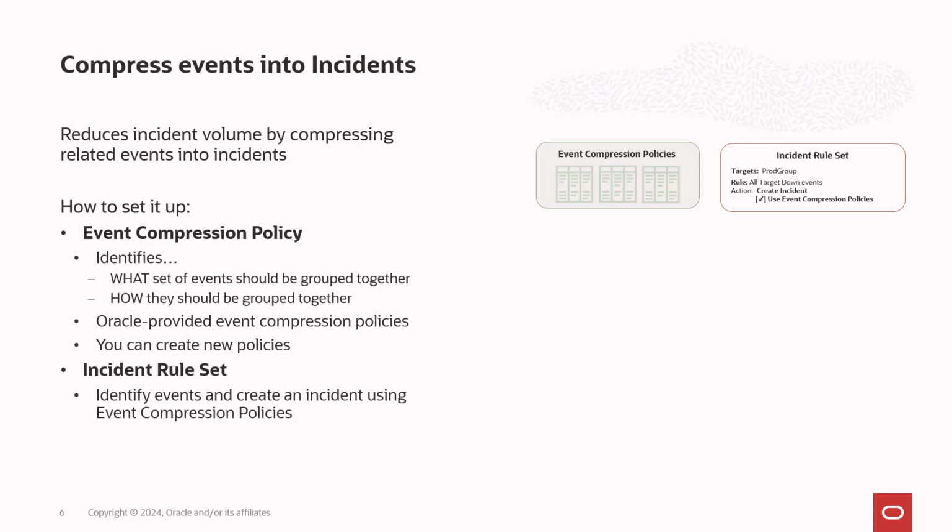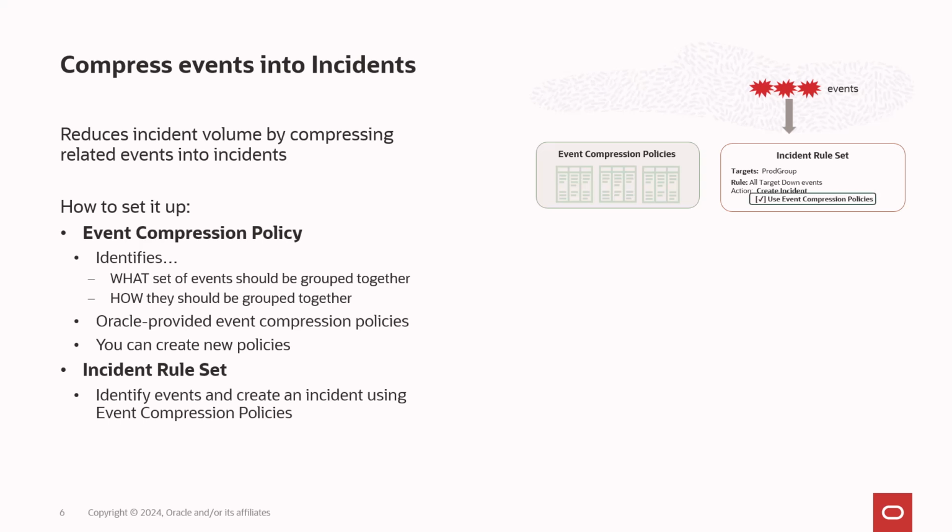Let's say you've defined your event compression policies or are using Oracle's provided event compression policies. You've also created an incident rule set on your production group. In this rule set, you have a rule where you've chosen all target down events and you have an action to create an incident and use event compression policies. Now let's assume you have 3 target down events that have triggered. It will match your incident rule set where the action is to create an incident for these events.